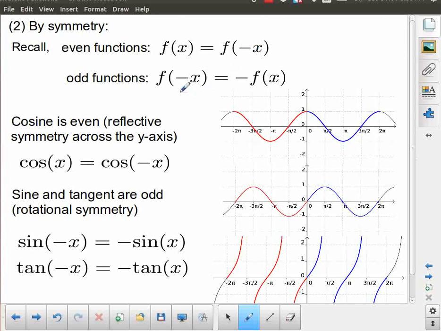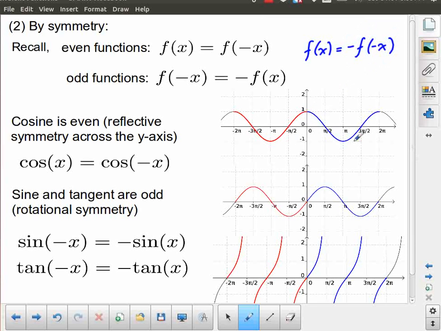For an odd function, there are two definitions, but the one that I'm referring to here is that a horizontal reflection of the original function is the same as a vertical reflection of the original function. You can also say that the original function is equal to negative f of negative x, which says that a horizontal and vertical reflection will give you the exact same thing.